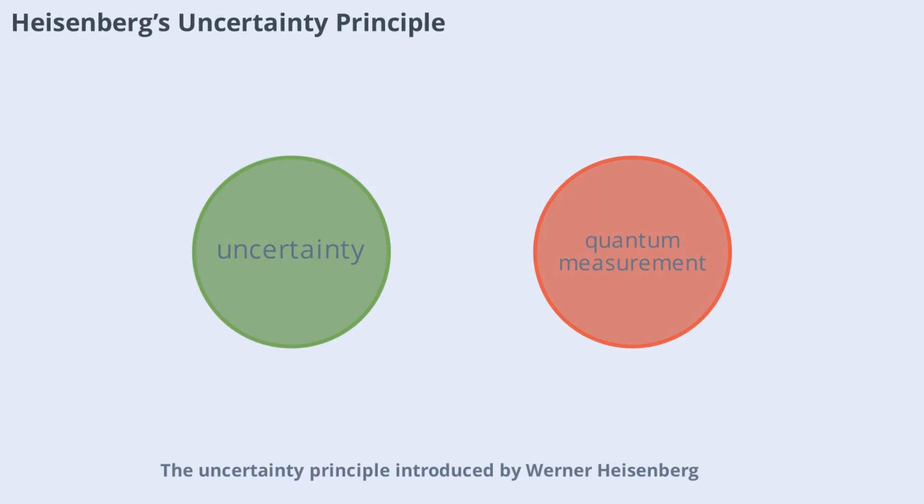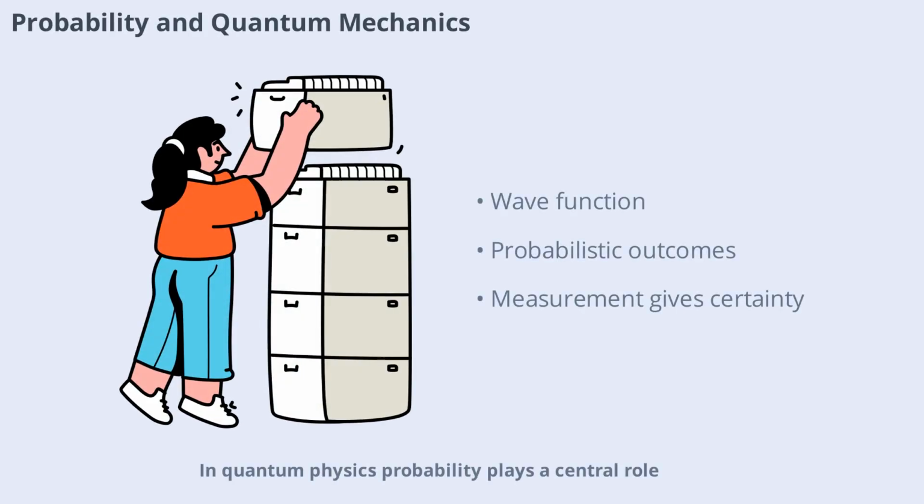The uncertainty principle, introduced by Werner Heisenberg, states that it's impossible to know both the exact position and momentum of a particle at the same time. The more precisely we know one, the less precisely we can know the other. This isn't just a limitation of our measuring tools, it's a fundamental property of nature. The uncertainty principle explains why the quantum world is so unpredictable, and why particles seem to exist in a cloud of probabilities.